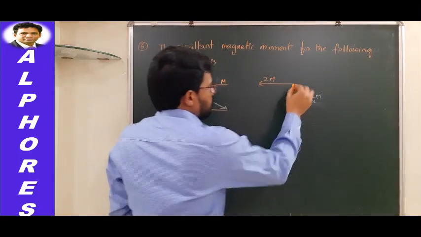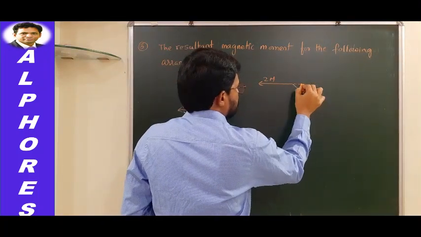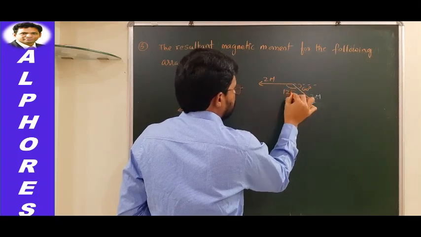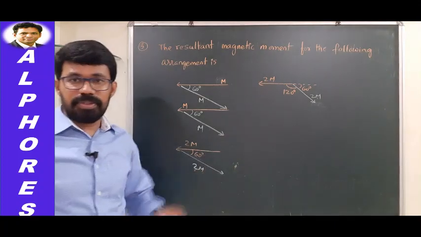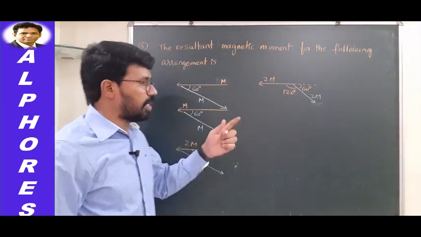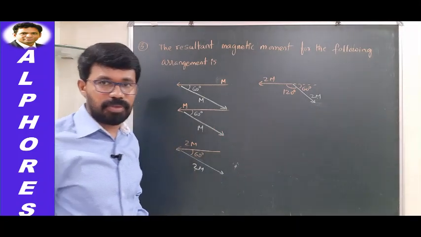Okay, and what is this angle? This angle is 60 degree. If this is 60 degree, this angle will be 120 degree. So what is the angle between this 2m and this 2m? 120 degree. Okay, since the angle is known to us, can we find the resultant of those two magnetic moments?